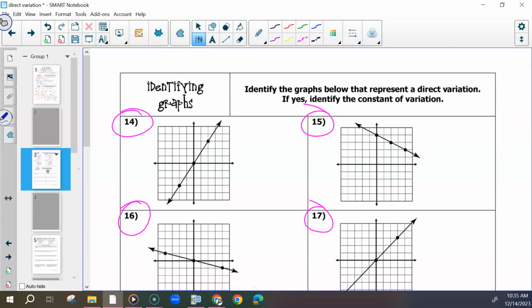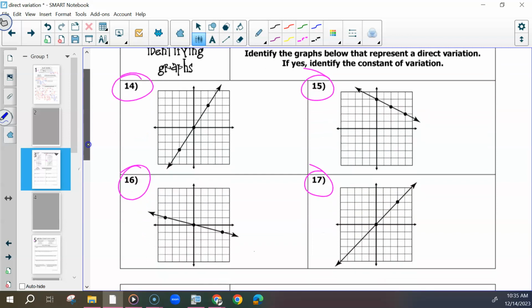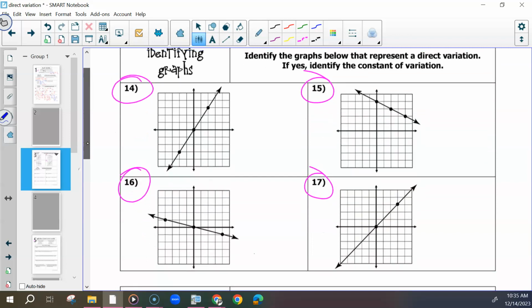Great. Now we're going to do the same thing, but determine if these are direct based on the graphs. It has to have a k value, a constant like our slope that continues all the way through, and it has to go through the origin. If it doesn't have one of those two things, it's not direct. So 14, would that be direct? Yes. What would the k value be? 3 over 2. Just really count your slope.